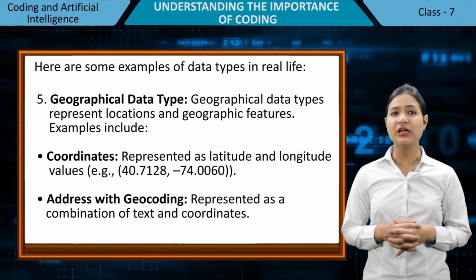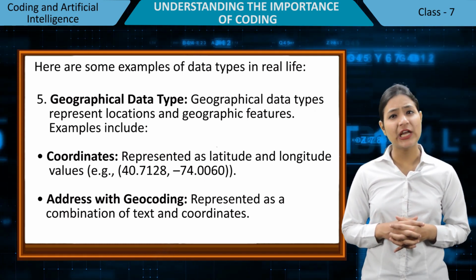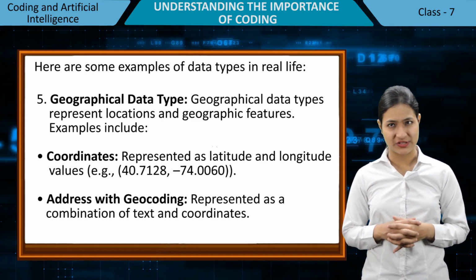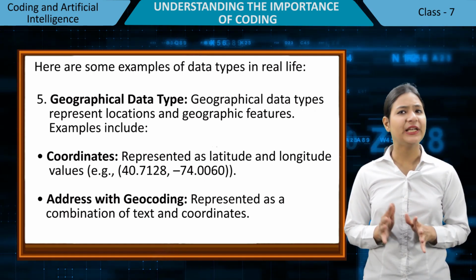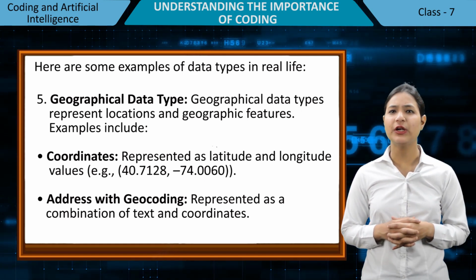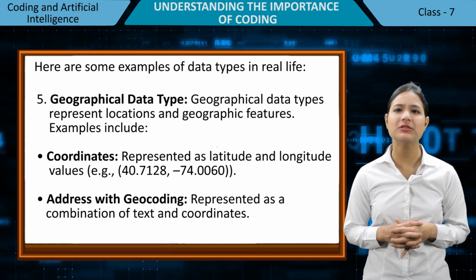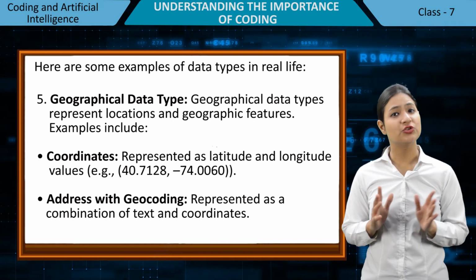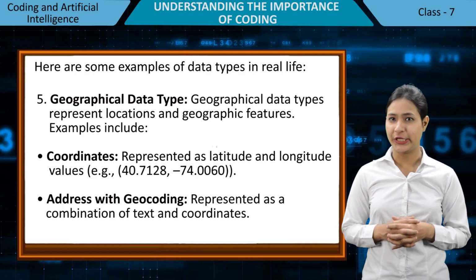Fifth, geographical data type. Geographical data types represent locations and geographic features. Examples include coordinates, represented as latitude and longitude values, example 40.7128, comma, minus 74.0060. Address with geocoding, represented as a combination of text and coordinates.